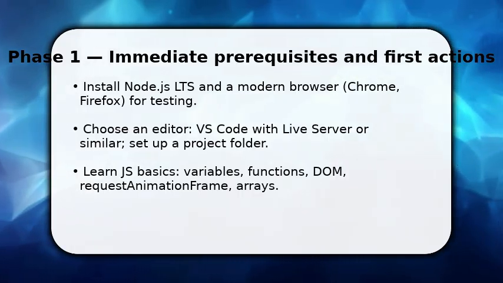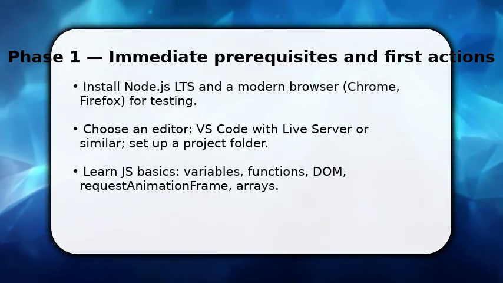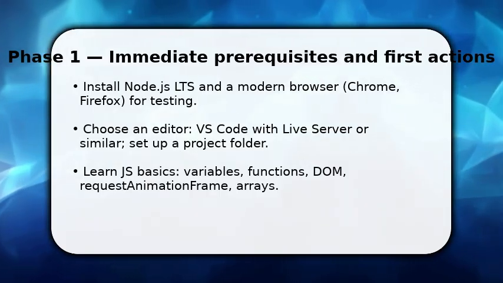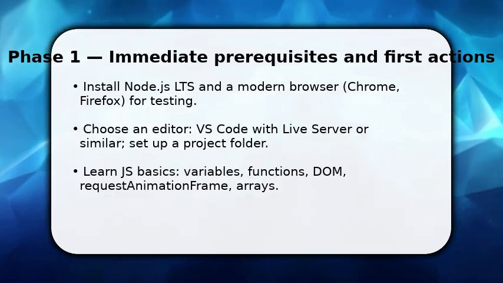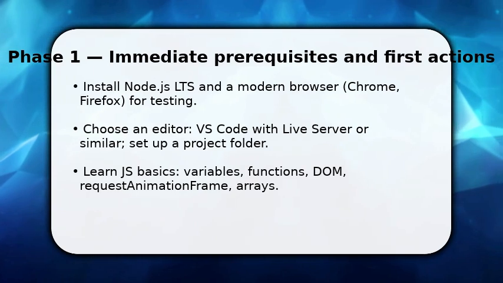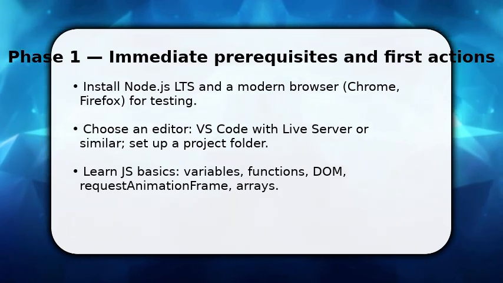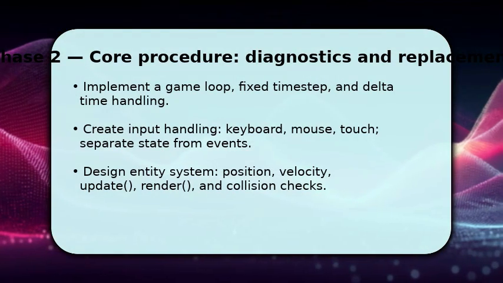Once done, write a tiny animation loop using requestAnimationFrame to move a square. This proves your runtime and DOM access work. Make sure to practice small JS snippets that read and write the canvas or DOM. Because understanding runtime, now you move into the complex middle.